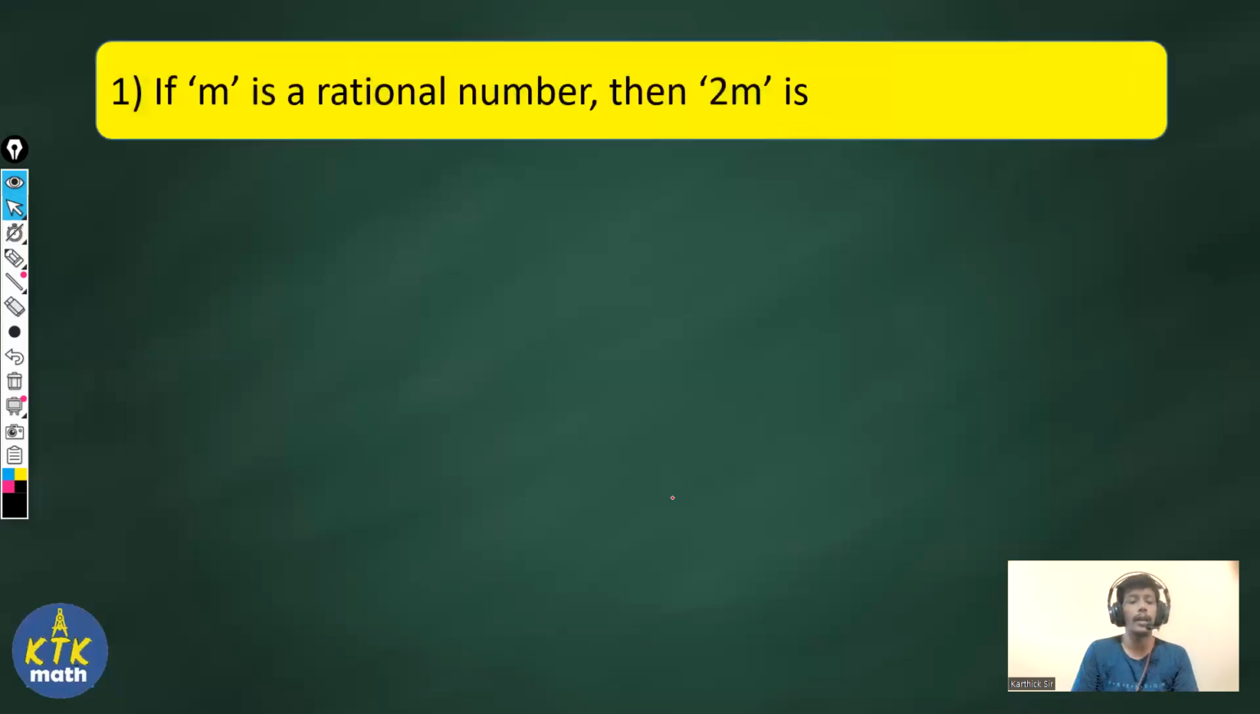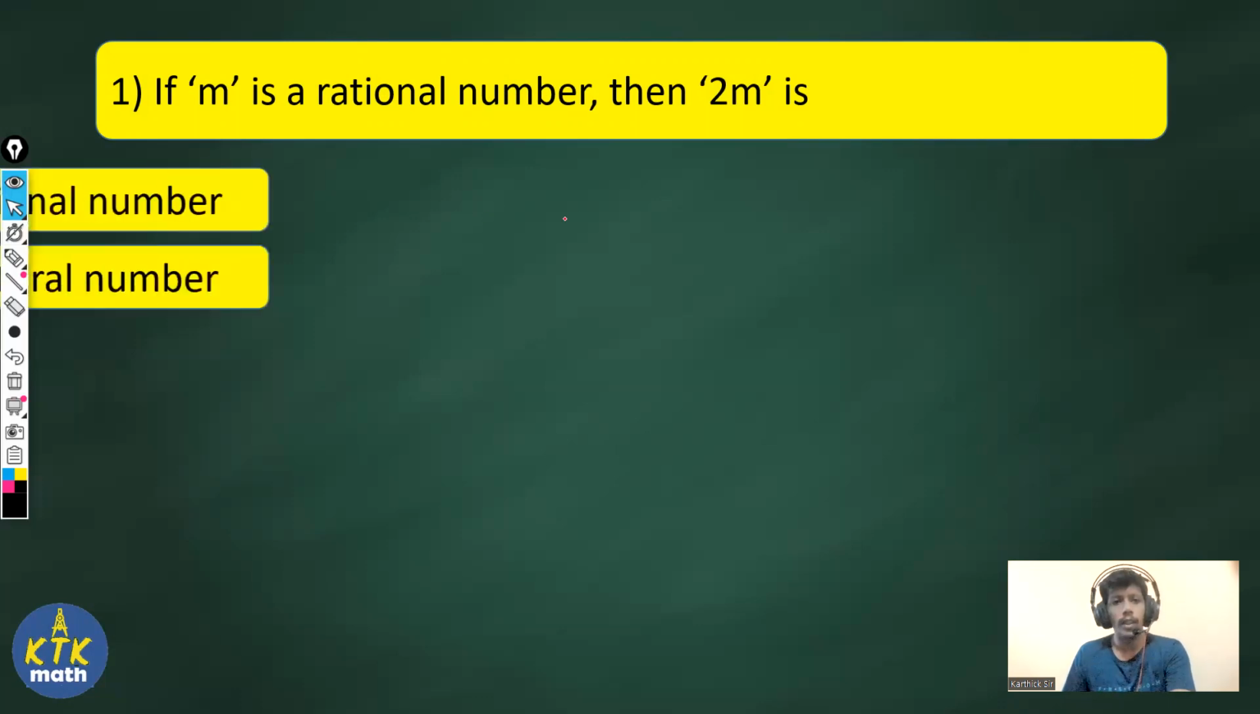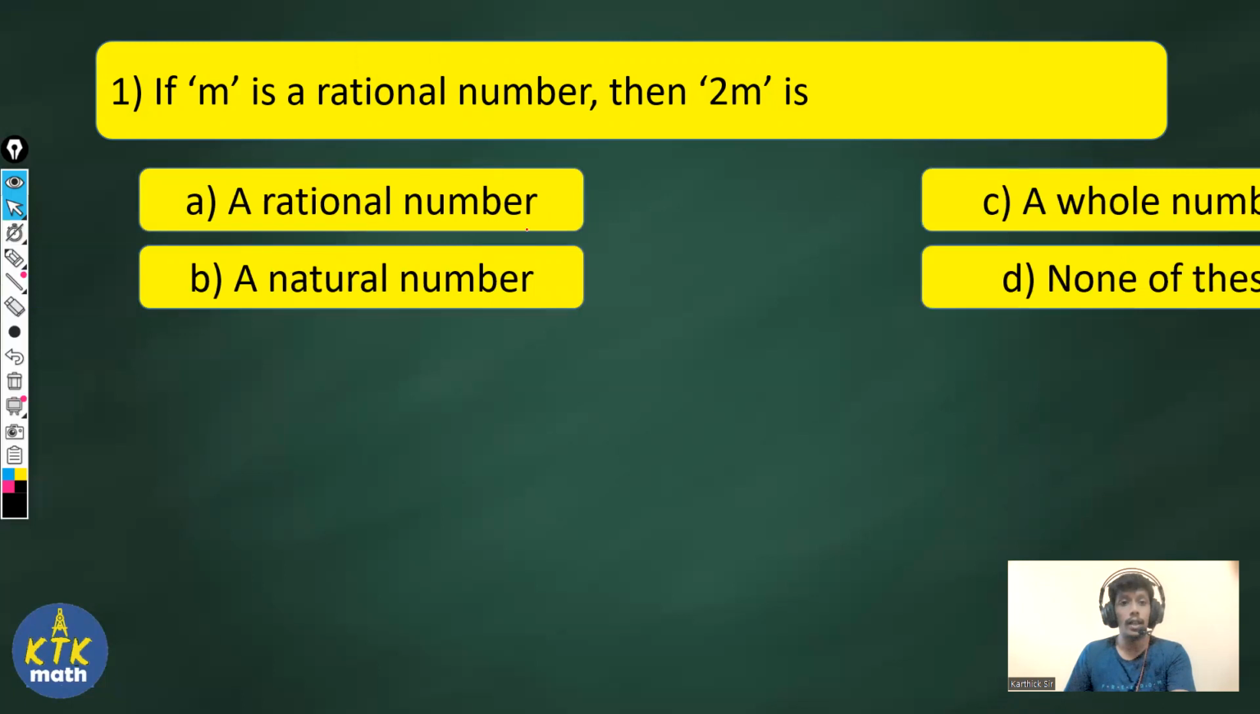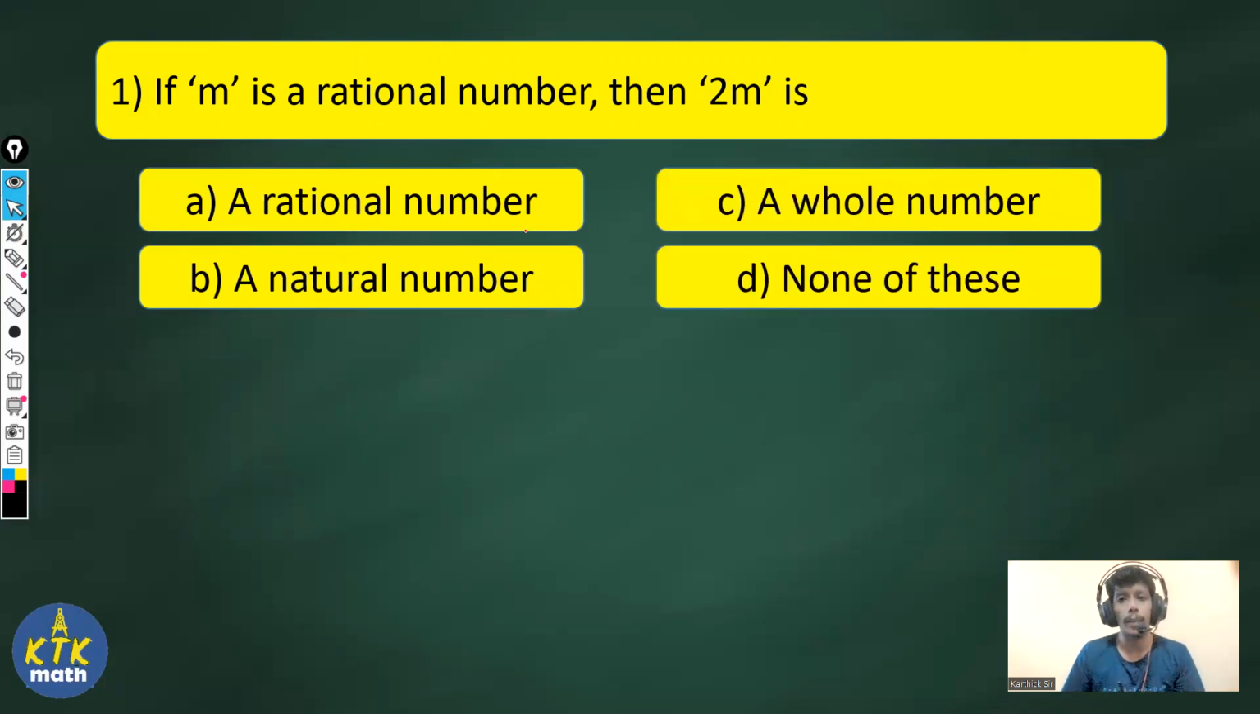The first question is, if m is a rational number, then 2m is. Let's check out the options as well: a rational number, natural number, whole number, and none of these. If a number m is a rational number, then 2m means twice of that particular number.